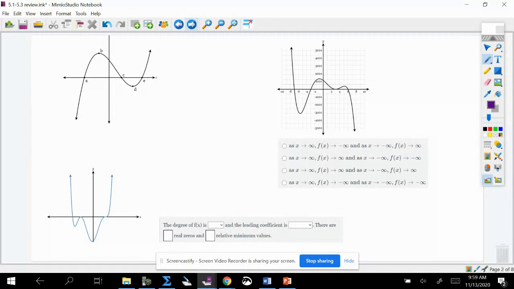I pulled all these from Delta Math just so I could have a little discussion about them. So the first one, I want to talk about the difference between increasing and decreasing, positive and negative. We had this conversation in class.